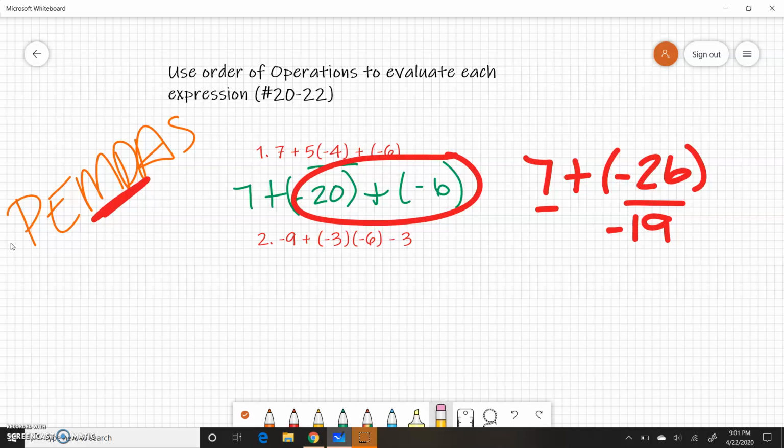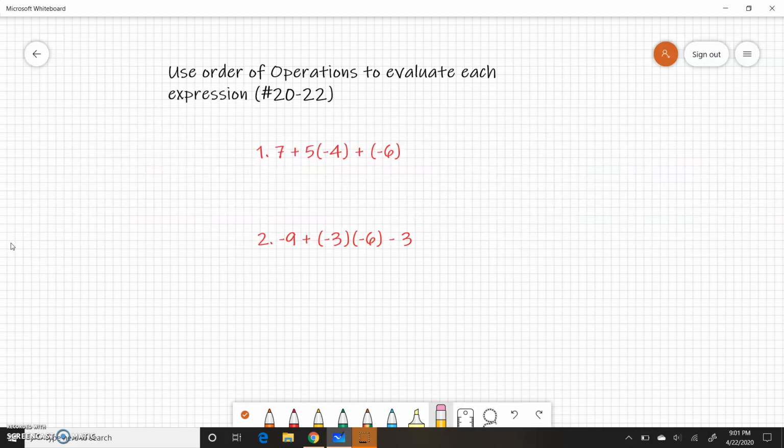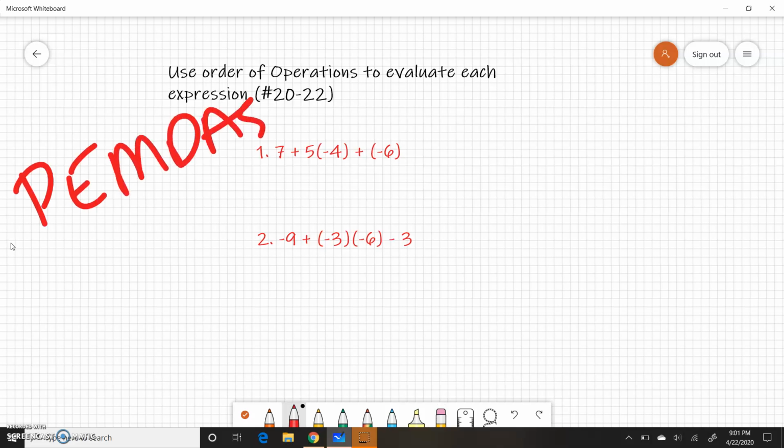Okay, let's look at example number 2. I'm going to get rid of some of this stuff because it's kind of confusing seeing all of that on the board. I should have left PEMDAS. Okay, same concept with number 2. Parentheses, nothing that has any operations in it. Exponents, no. Multiplication and division, yes. Right here I see times. Negative 3 times negative 6. 3 times 6 is 18, and if they're both negative, my answer is positive. So I have negative 9 plus 18 minus 3.